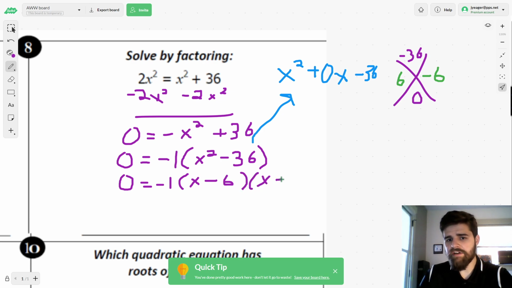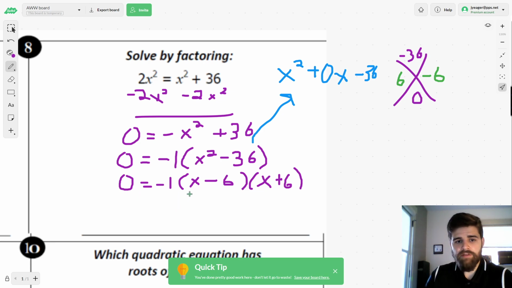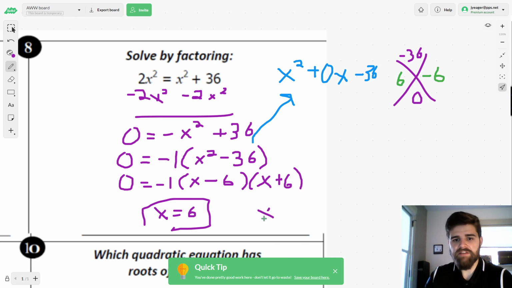We'll see a lot of these difference of two squares throughout the year. Sometimes we call them DOTS, difference of two squares. But you'll start to recognize them. If I just have an x squared minus a perfect square like this, then it's going to break apart the same way every time. Sweet. So again, we can use our zero product property. x minus 6 might be 0, so that means x would be positive 6. Or x plus 6 is 0, which makes x negative 6.